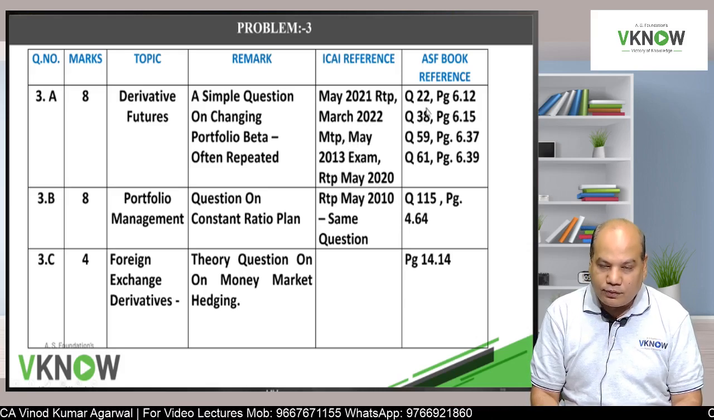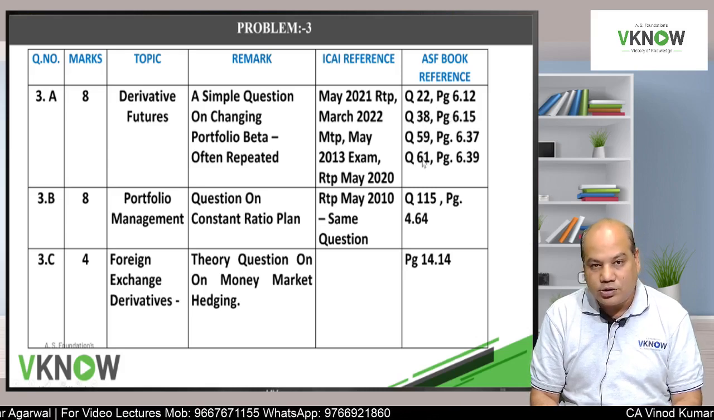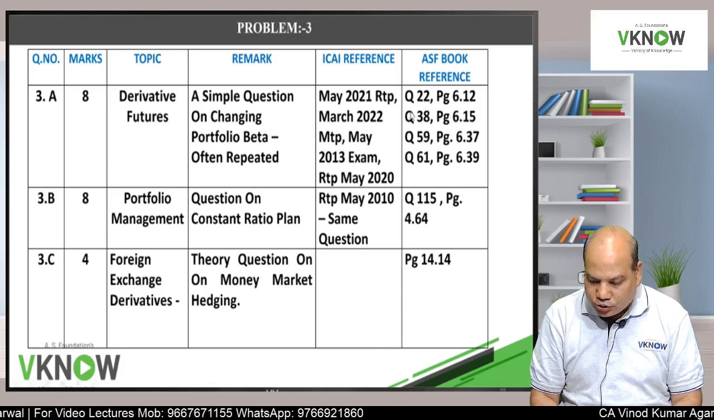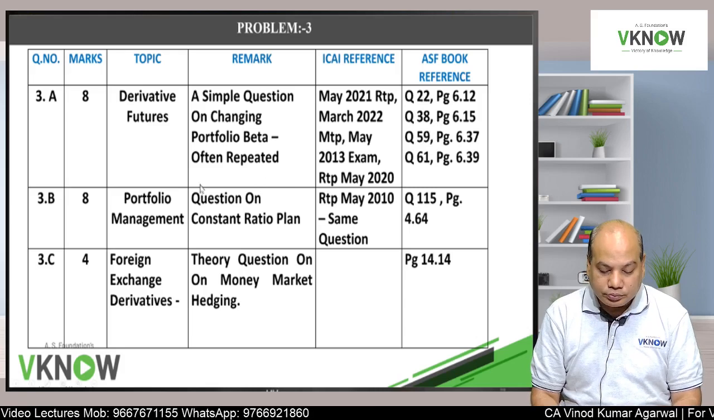RTP May 2020. In our book we have 5 or 6 questions of this type. I have just mentioned a few. Question 22, 38, 59, 61. If you solve these questions, you will be able to easily solve this exam question.